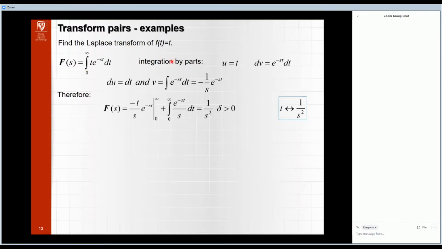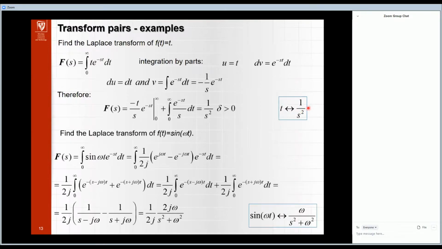And when we divide into two parts, the first function and the second function, as a result we obtain the transformation which is equal to 1 by s squared. So the transformation of f(t) equal t is equal to 1 by s squared.